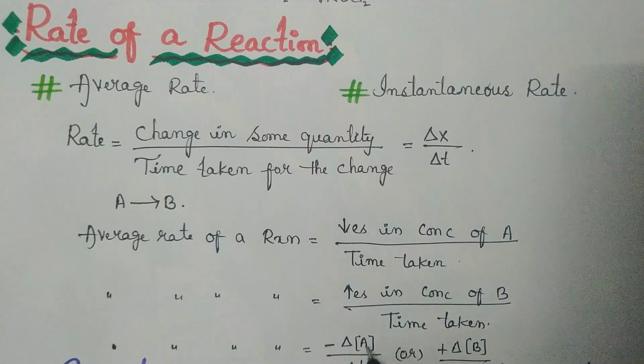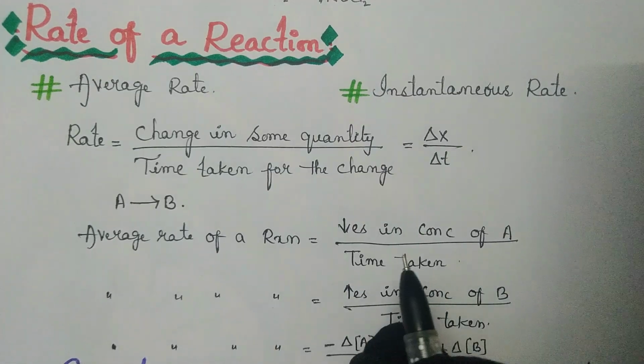So one important thing is, when we are writing rate in terms of reactant, then we have to write minus sign. Minus sign indicates the decrease in concentration, and plus sign indicates increase in concentration. We use plus sign in case of products. Okay, right. So I hope you are understanding and enjoying the lecture.